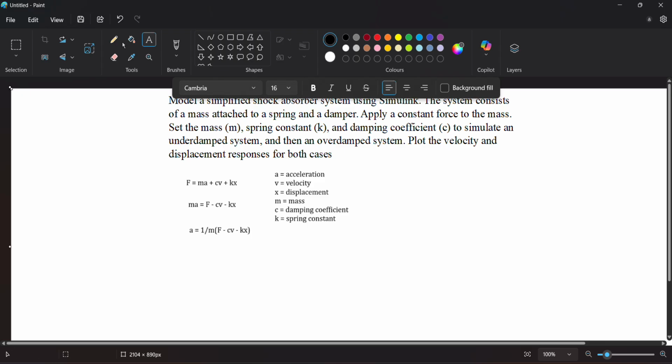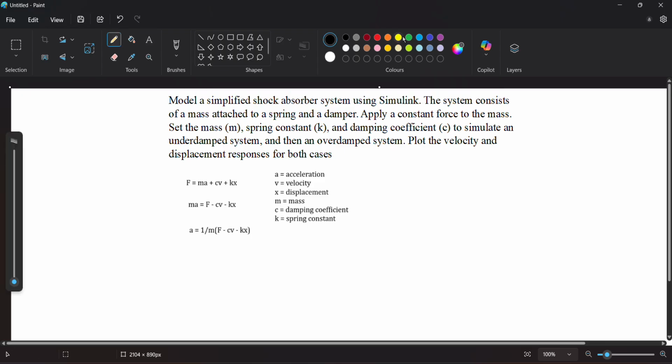And before getting into the simulation, I would like to remind you that the integration of acceleration is the velocity. Similarly, the integration of velocity is displacement. So these are the basic things that we need to know. And one more thing, for the simulation, we are going to assume the value of spring constant k as 2 and the value of c.